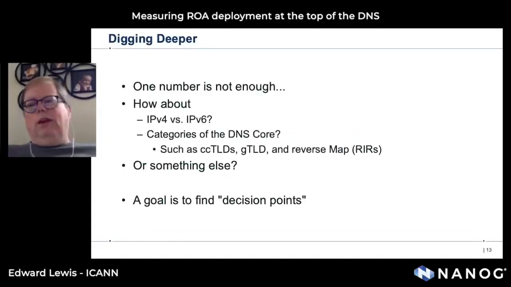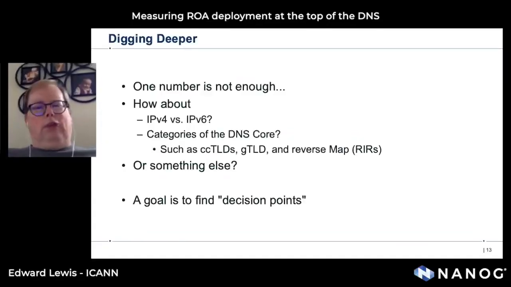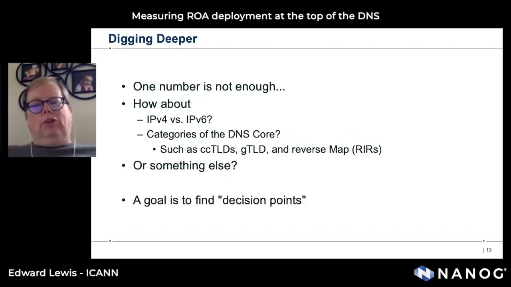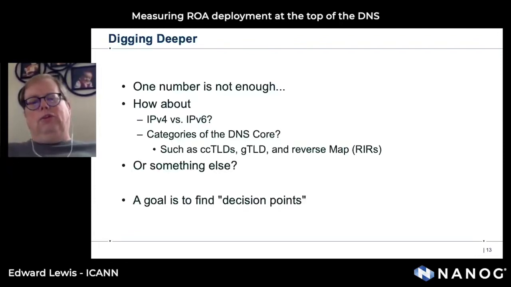Now, one number is not enough here. I want to look at some of the categories that are out there. IPv4 versus IPv6 is one of the categories that we usually look at for routing information. And then we'll look into the DNS core. We have the ccTLDs, the gTLDs, and reverse map as individuals. And maybe there's some other way to divide this up. What I'm looking for here is what are the decision points in the architecture where you might want to address what needs to be done to the protocol.